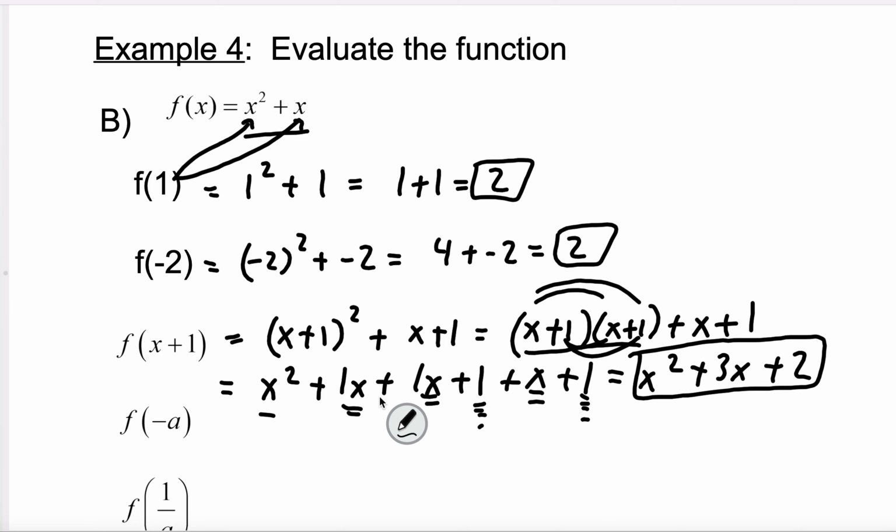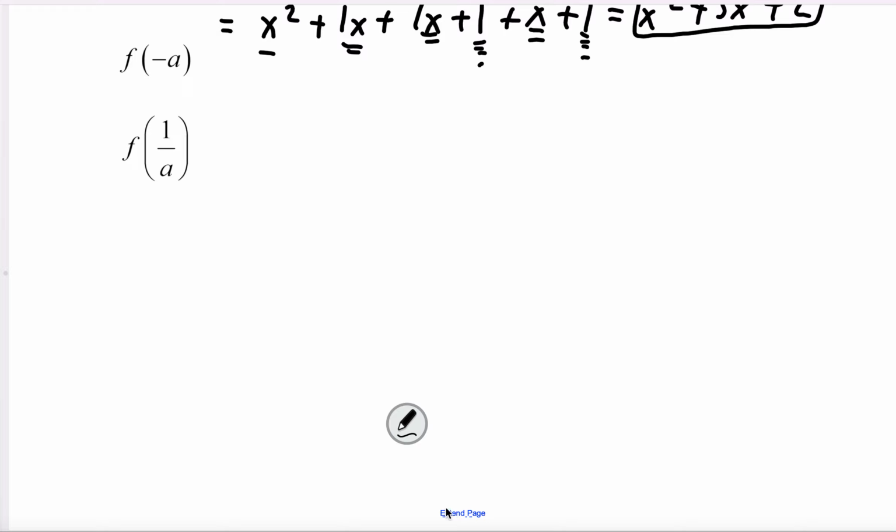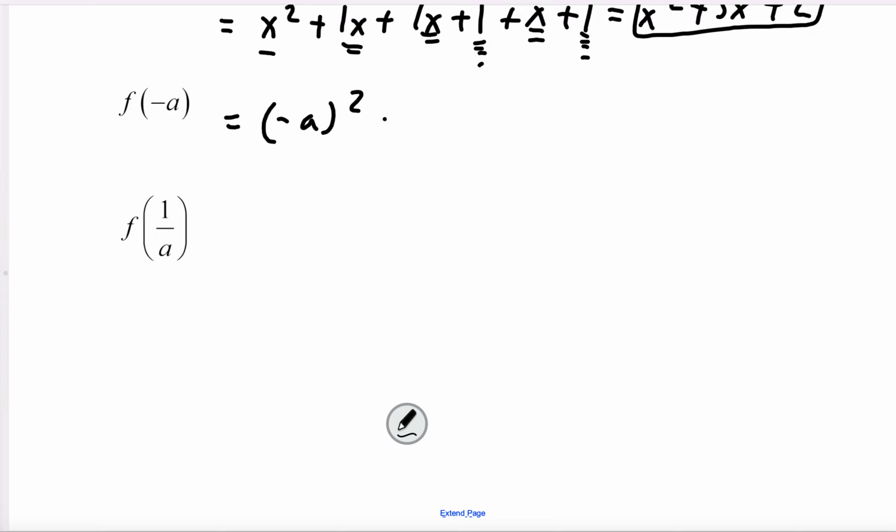All right, our next one here, we have a negative a. Let's try that one out. So substituting negative a in there for our x. So it's (negative a) squared plus a negative a. Negative a squared, a negative a times a negative a is a positive a squared. And then I just have a minus a. Can I combine those? No, those aren't like terms. So I'm just going to leave that as a squared minus a.